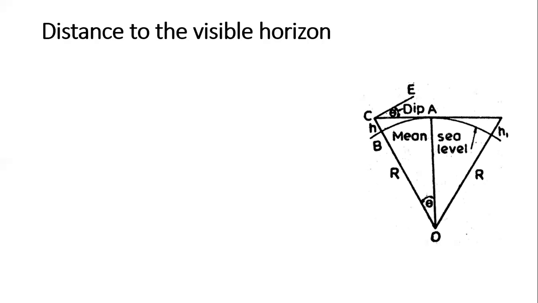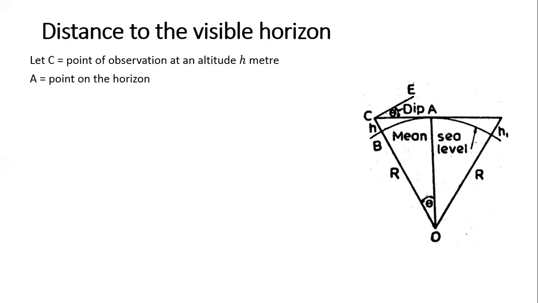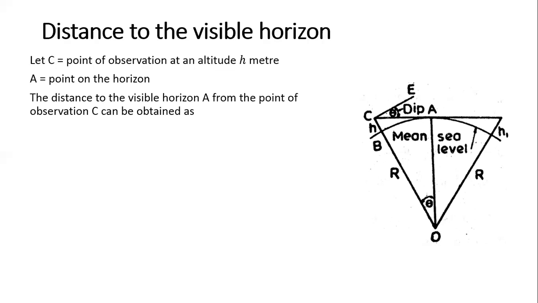As you see in this diagram, let C be the point of observation at an altitude h. This means that the observer in the sea is at a height of h meters above the mean sea level, and A is the point on the horizon. Horizon is a point at which the sky appears to be meeting the water surface. So the distance to the visible horizon A from the point of observation is obtained by this formula.